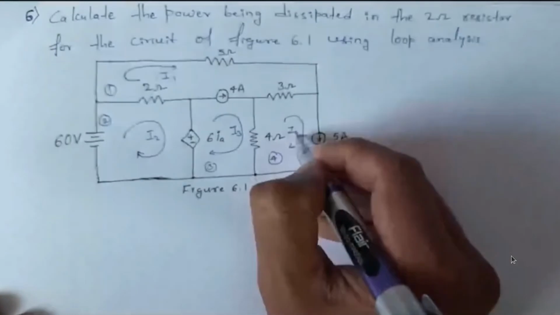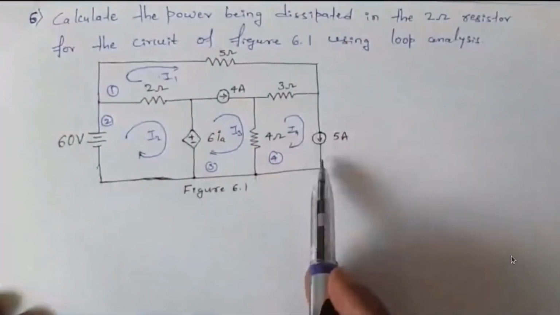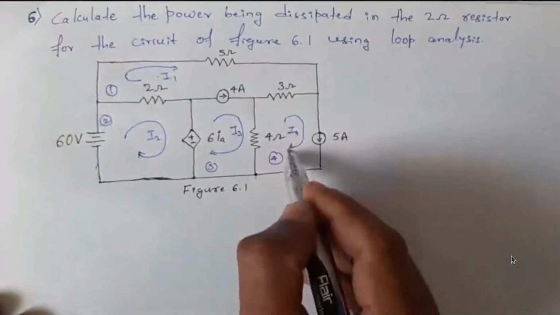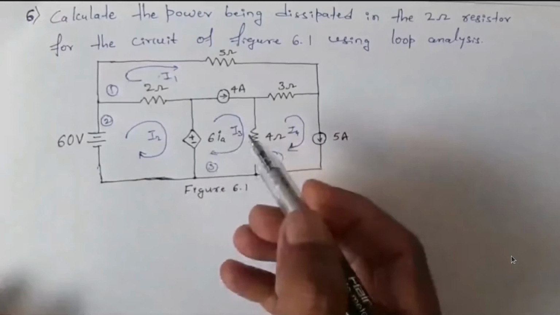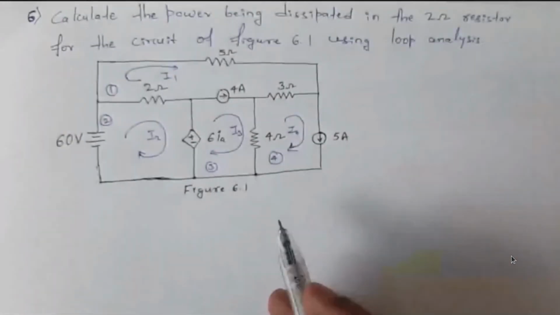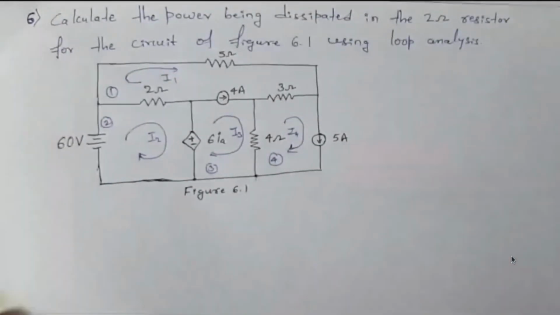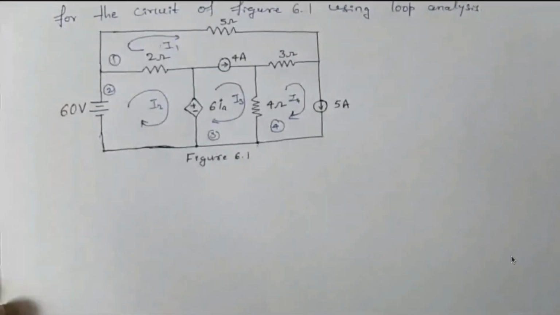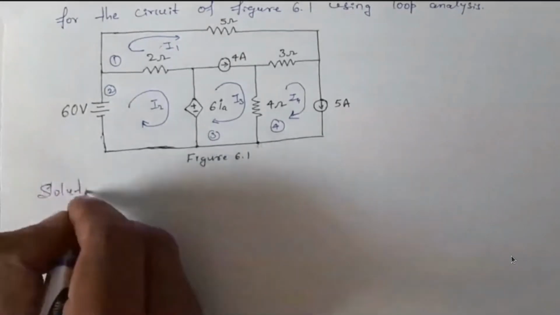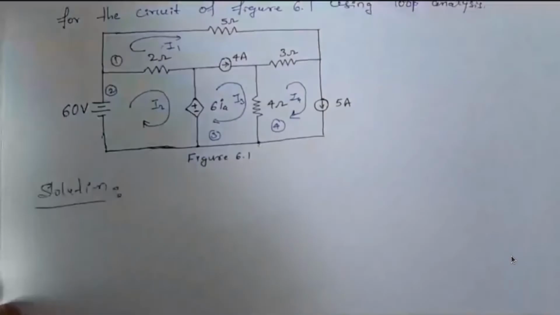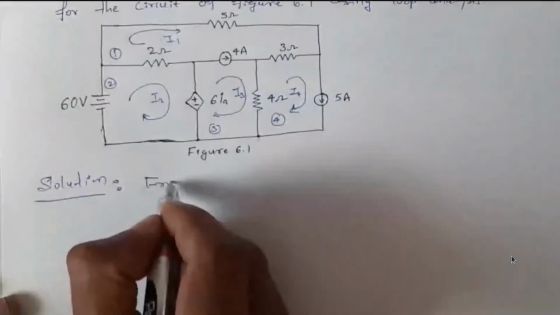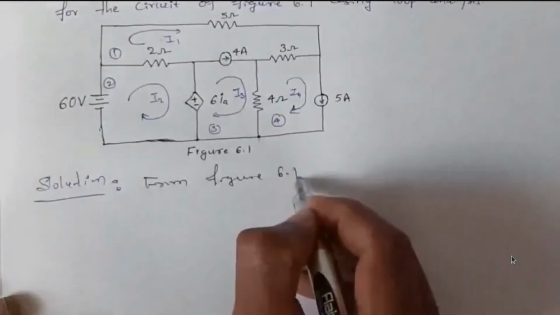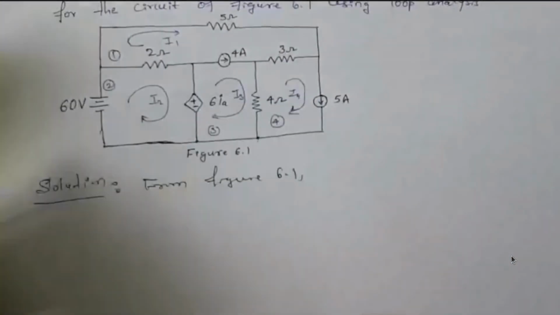See, once again I told you, because I5 means the current in this loop is flowing in this direction, in the same direction I considered here, even here also in the same direction. You can follow it, otherwise no problem, you will arrive at some other opposite sign. That doesn't make any difference. So now let us start the solution. Right, here, dear students, I'll directly write like this from figure 6.1.